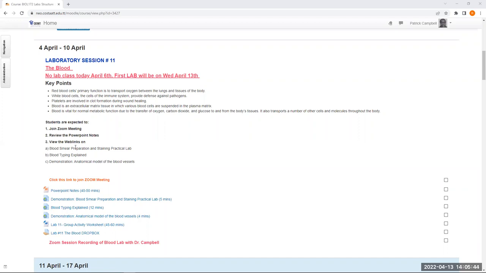In terms of how the labs proceed, all you have to do is look at the part that says students are expected to do every week. It tells you specifically what to do. Join the Zoom meeting. Bravo for the 15 persons who have done the same. Review the PowerPoint notes, and view the web links on blood smear and blood typing and the demonstration. Then you have to complete the group activity and place it in the Dropbox. For last week, have a look at the recorded session at your leisure, and do the group activity.